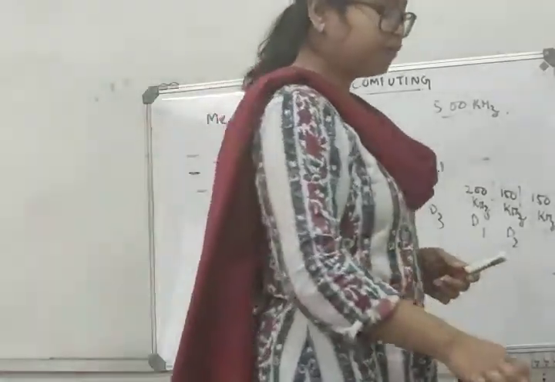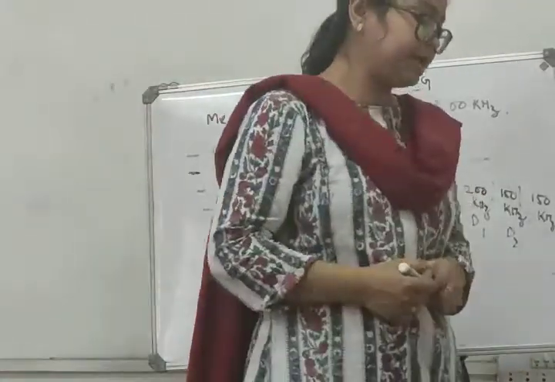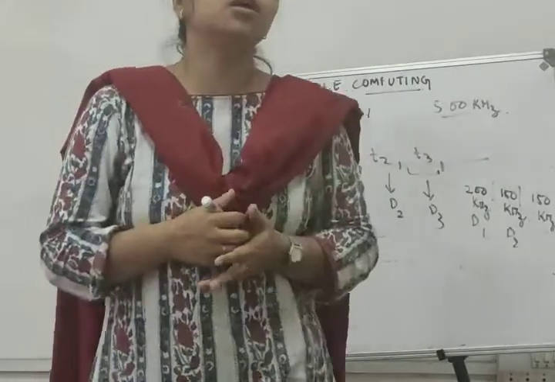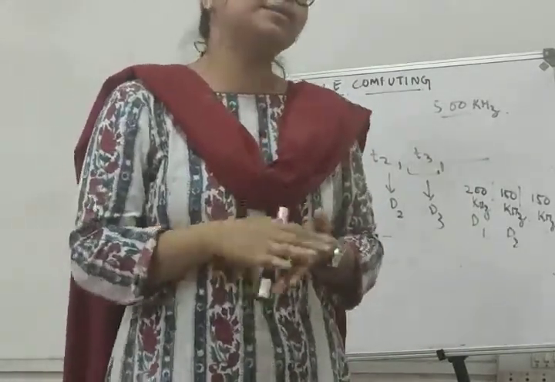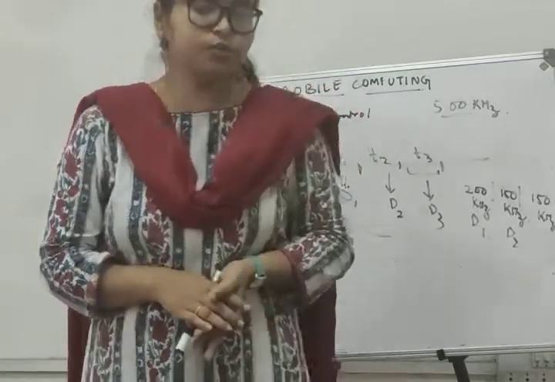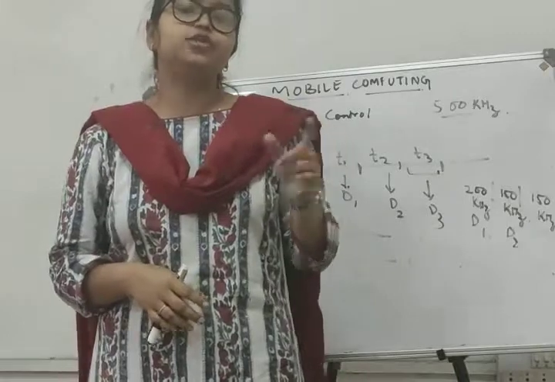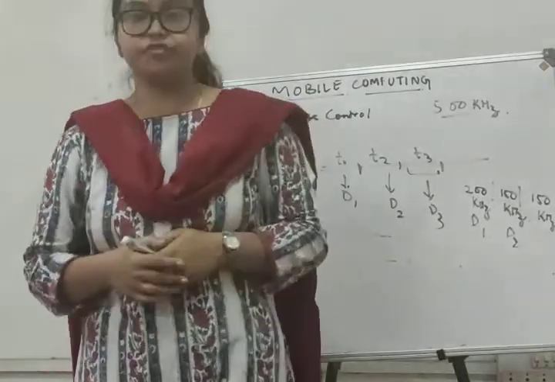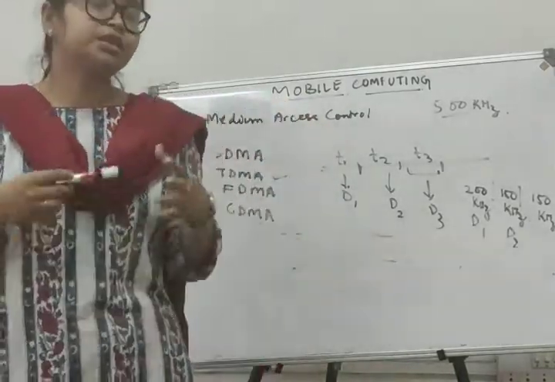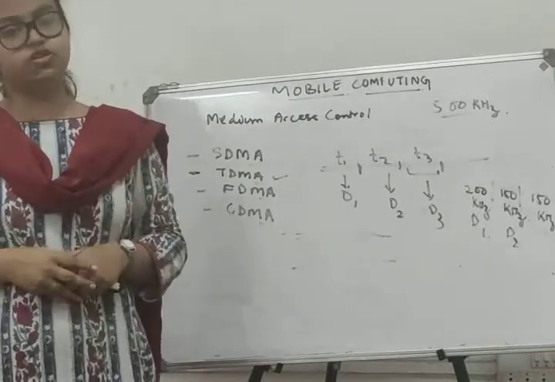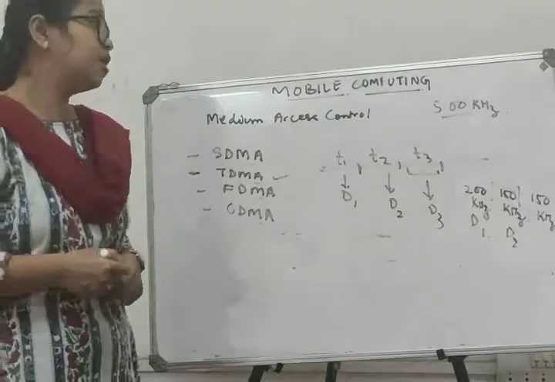Okay. So I think we completed medium access control. In the next class, we will start with wireless LAN. Okay. WLAN we will start. The protocol name is 802.11. We call it Wi-Fi. Okay. So we will discuss wireless technology, and what the infrastructure of wireless technology is, in the next class.